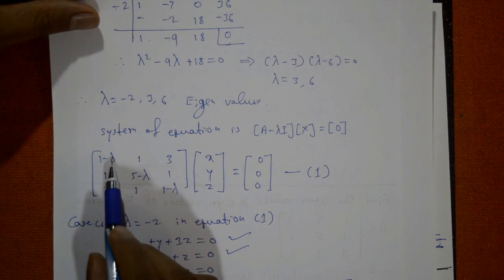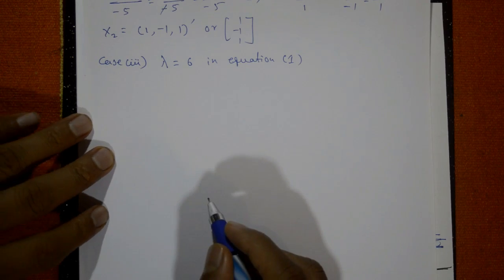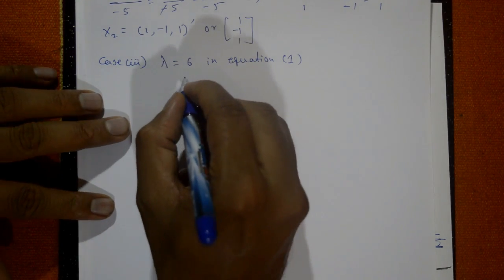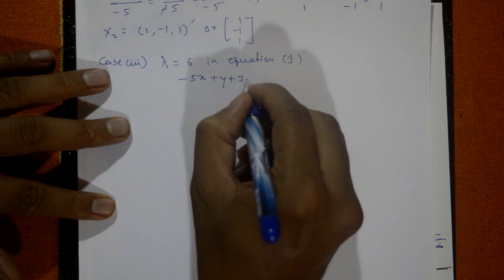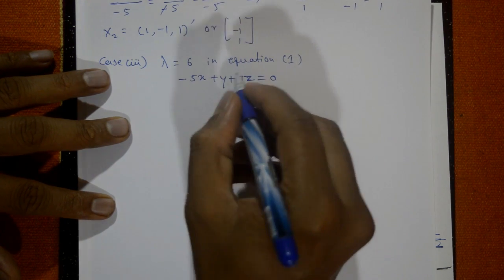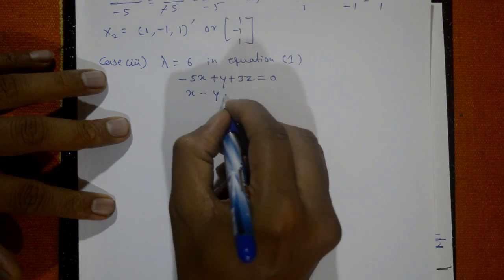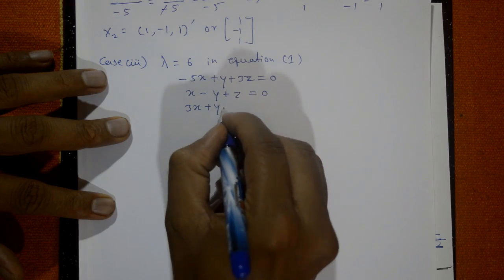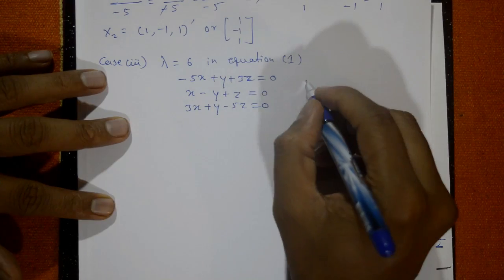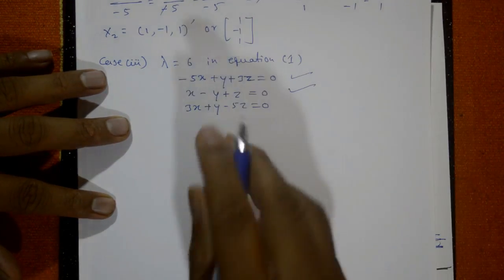Now in this equation number 1, put lambda is equal to 6. Now the equations are minus 5x plus y plus 3z equal to 0, x minus y plus z equal to 0, 3x plus y minus 5z equal to 0. Take any two equations. I'll take the first two.